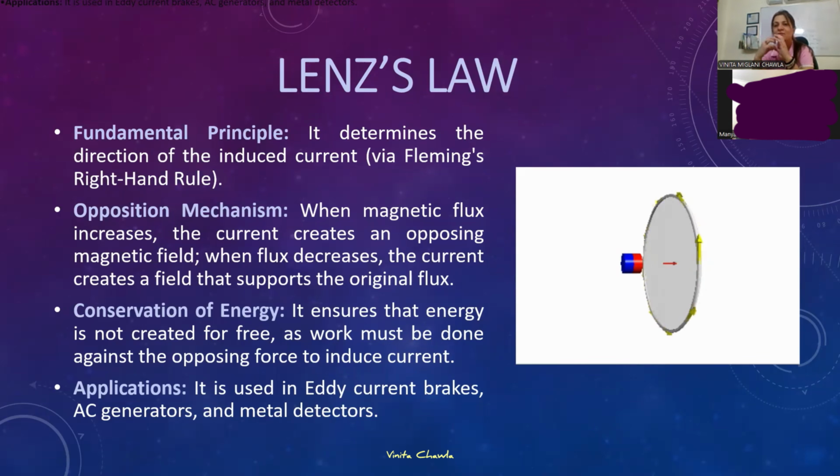If you are increasing the magnetic flux linked with the coil, then the current induced in the coil is going to oppose the change in flux or change in magnetic field, and the current creates its own field. Lenz's law also ensures that energy is not created for free, as work must be done against the opposing force to induce current. So it links with the law of conservation of energy. And we use Lenz's law in eddy current brakes, AC generators, and metal detectors. We are going to do AC generators in the next chapter, right?